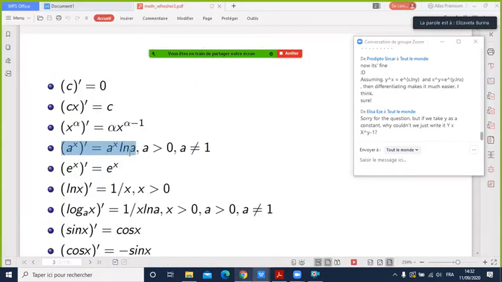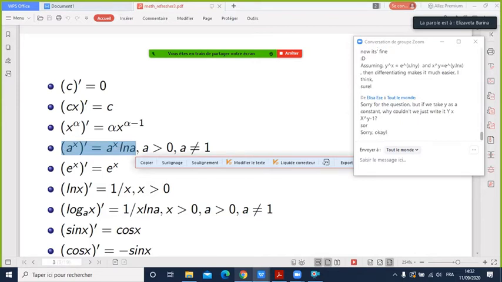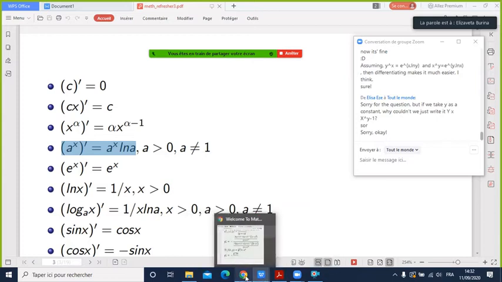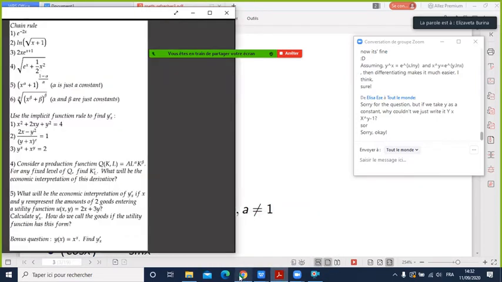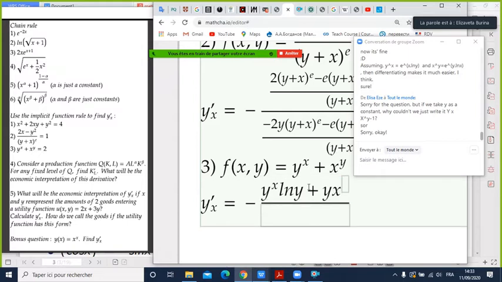And since we don't have to know it, we can just go in our presentation and check what it is. Yes, and it's going to be y to the power of x times the natural logarithm of y. And the natural logarithm of y in this case will be a constant. Okay, cool. And then, of course, yx to the power of y minus 1.